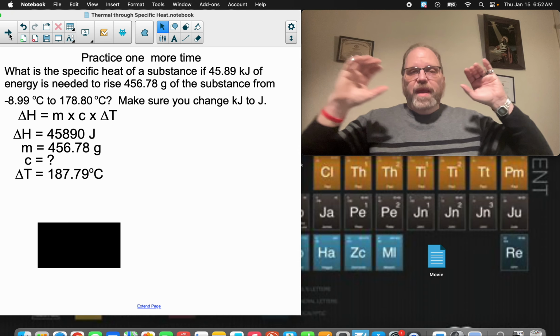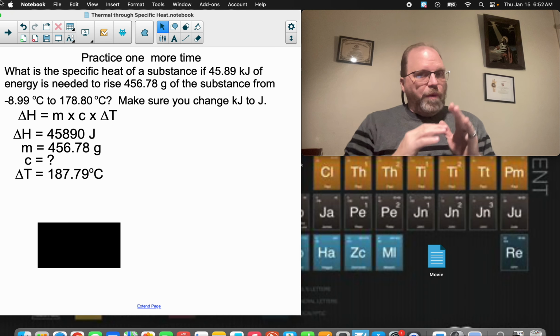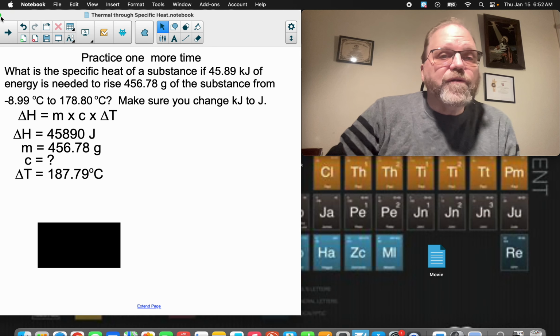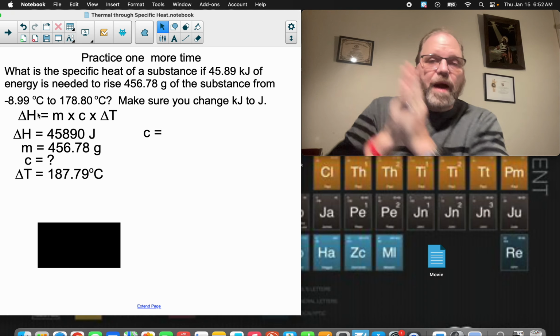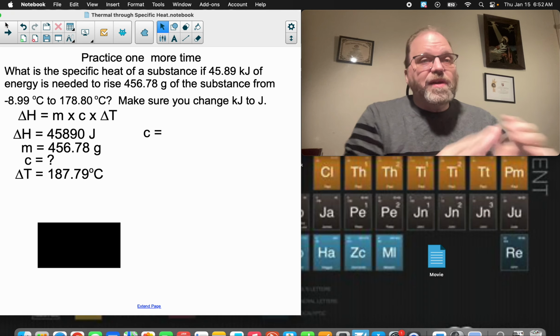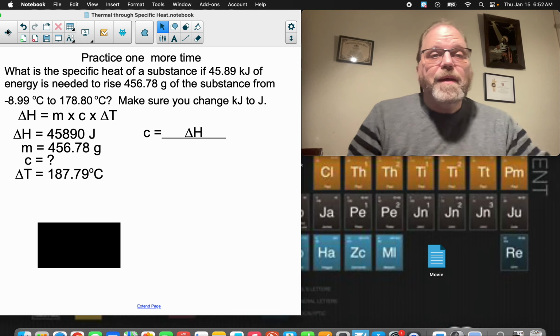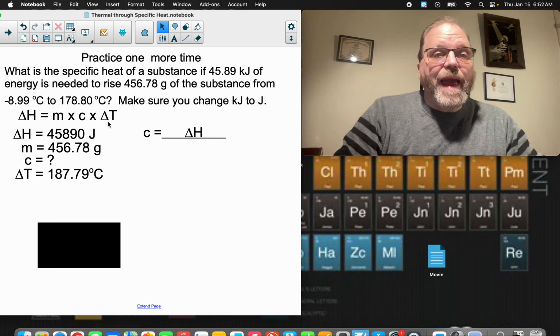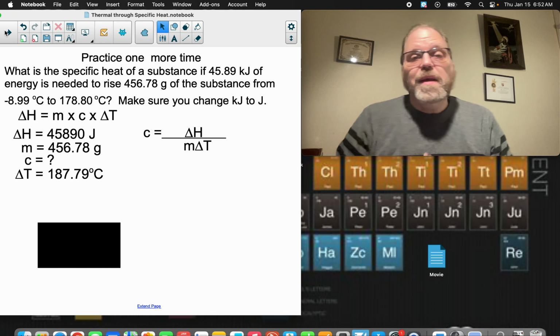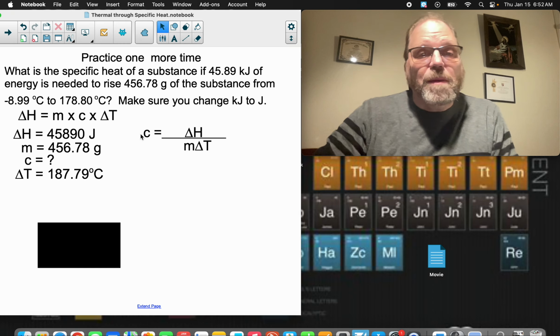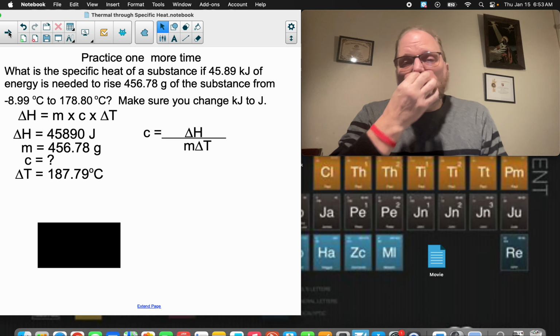Now, is our equation set up solved for our unknown? No, it's not. So we put what we want down first. So we put down C. What's on the opposite side from C? Opposite side is delta H. It still is. So we put delta H on top. Now, what was with C? M and delta T. Since they were with it, those are going to go on the bottom. Now we're going to plug our values in.